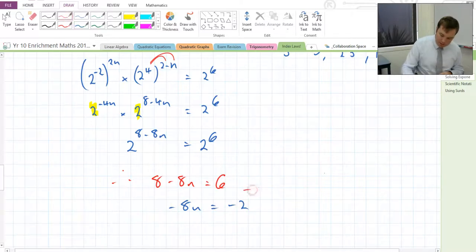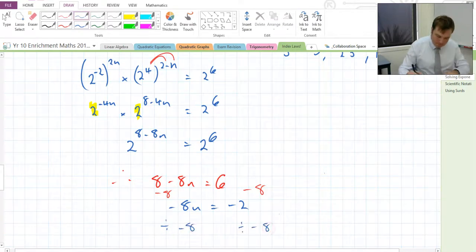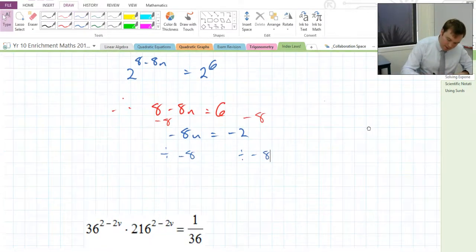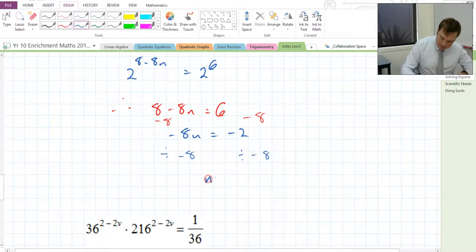I really should put these in here, shouldn't I? Take 8, take 8. Then we're going to divide by negative 8, divide by negative 8. Negative 2 divided by negative 8 is positive a quarter. n is equal to positive a quarter.